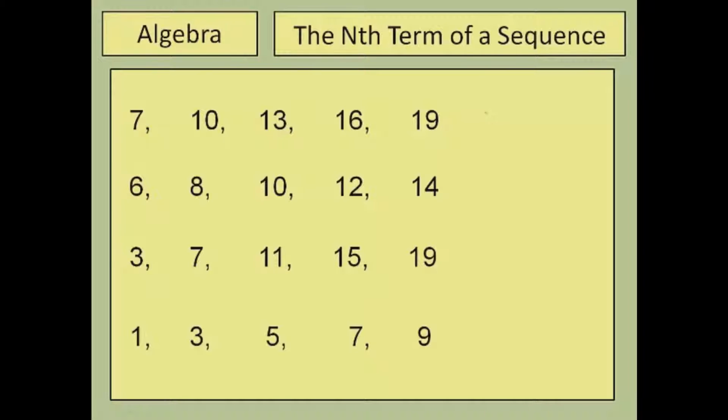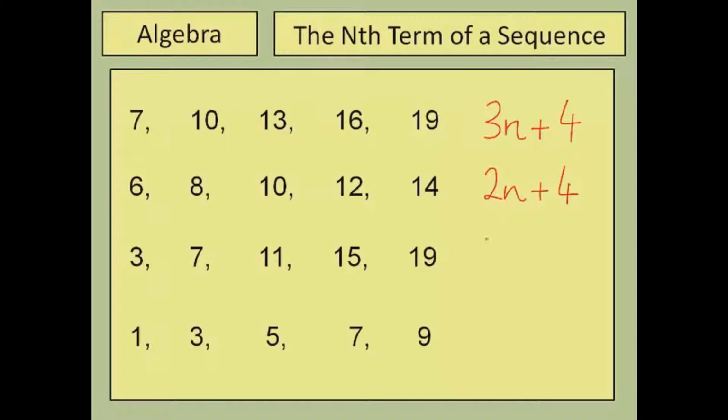The first sequence goes up in 3s, so it's a 3n sequence, and it's 3n plus 4 because you'd need to add 4 to each of the 3n terms. The next sequence goes up in 2s, so it's a 2n sequence, and it happens to be 2n plus 4 because you'd need to add 4 again to all of the 2 times table numbers to get our sequence.